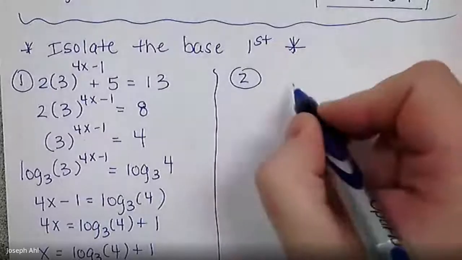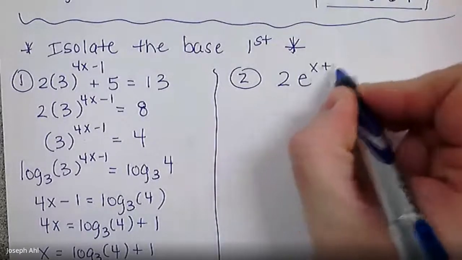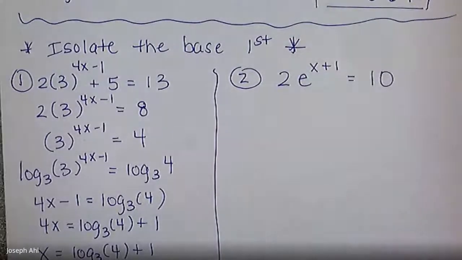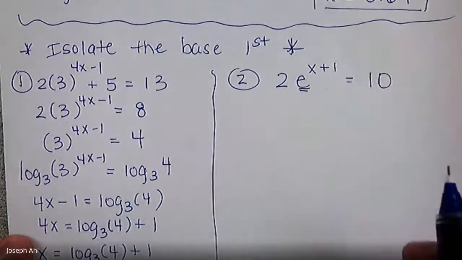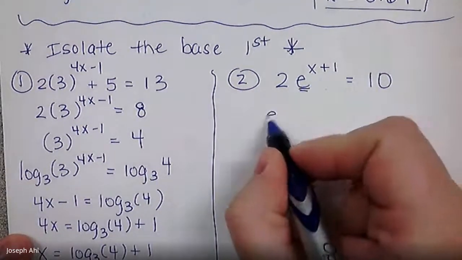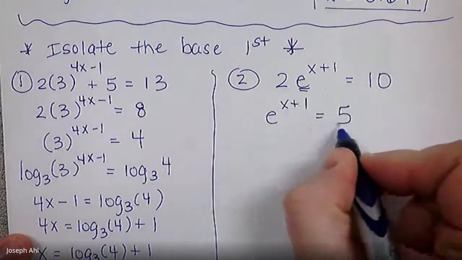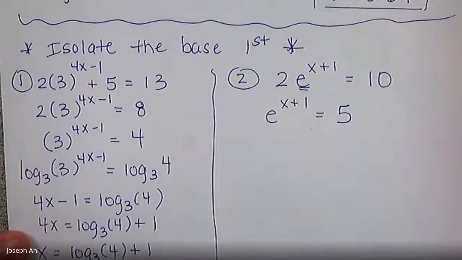You're going to like this one. Ready? 2e to the x plus 1 equals 10. Ooh, base e. I like that one. Okay. There's actually just one quick step to isolate the base of this exponential, isolate the base e, and that would be dividing both sides by 2 to get started in this one. So we very quickly get e to the x plus 1 equals 5.